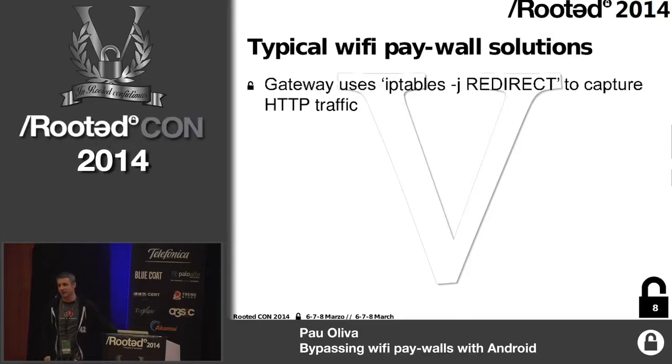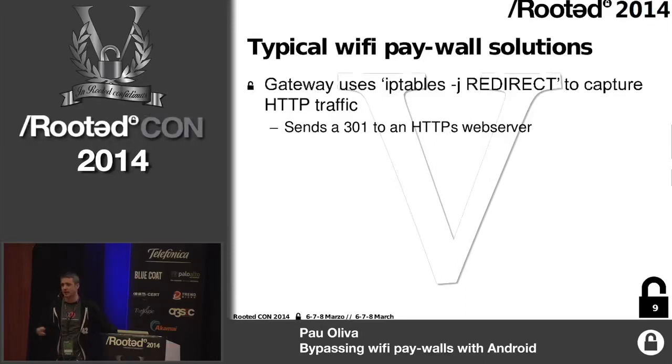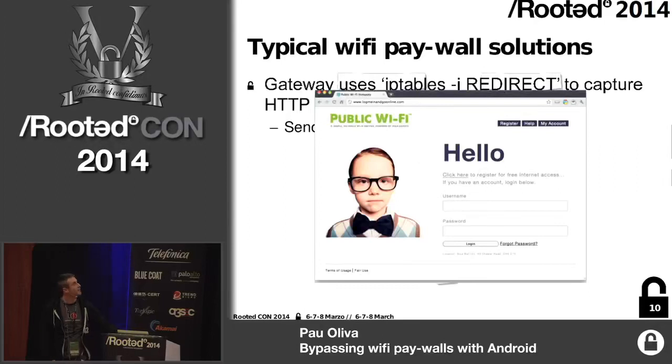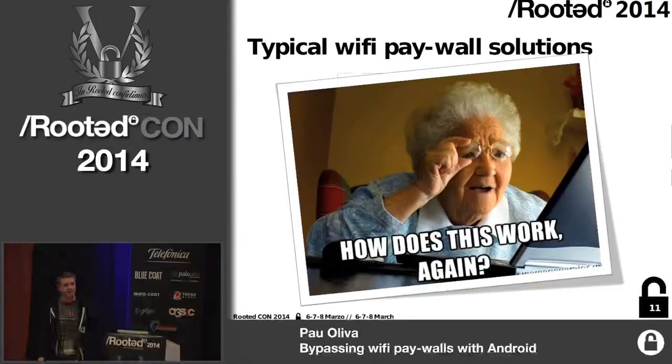Apart from this, which is done only to avoid communication between clients, we also do a redirection. We capture all the HTTP requests and redirect them with iptables to a local port where there is another server. It uses iptables redirect to capture HTTP traffic, sends a 301 to an HTTPS web server, and then the hotspot page will appear on screen.